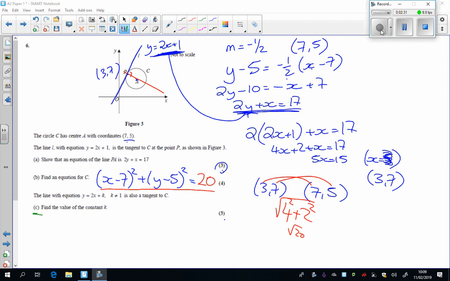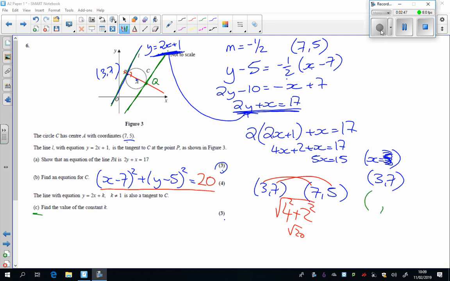Now for part C, there's lots of ways of doing it, but actually trying to visualize it is probably the easiest one. That here we've got one tangent with a gradient of 2, so the only other place a parallel tangent can cross is here. And I'm going to call that point Q. It's the other side of the diameter of the circle.